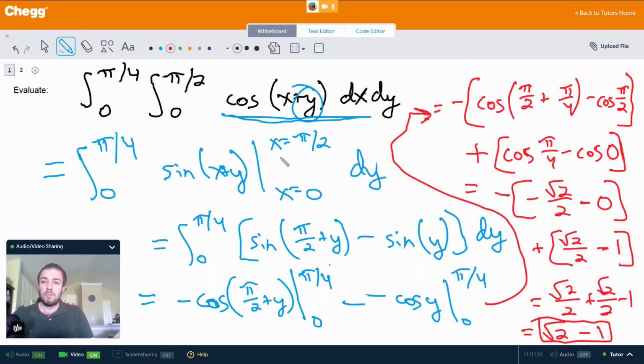Okay, so this has been an example of doing an iterated integral 2 different ways to verify that we actually do get the same thing both ways.